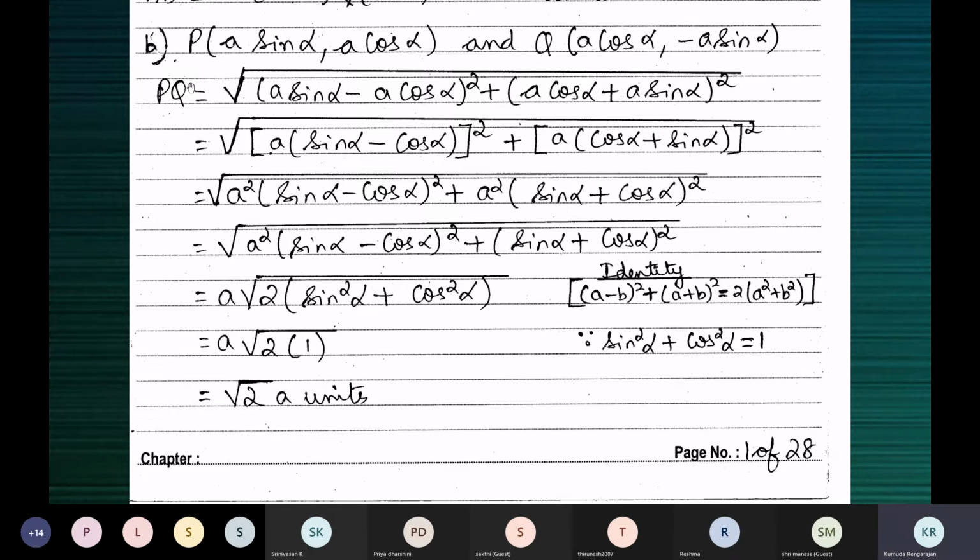Square root of. You should not find PQ square, children. That is only for equations, when PQ is equal to QR, PQ square is equal to QR square. Here you cannot find PQ square. You should find PQ. You can write PQ square is equal to, but finally you should find PQ, not PQ square. So PQ is equal to the square root of the difference between the abscissa, the whole square, plus the difference between ordinates, the whole square.